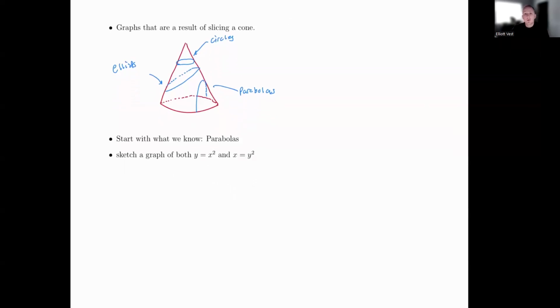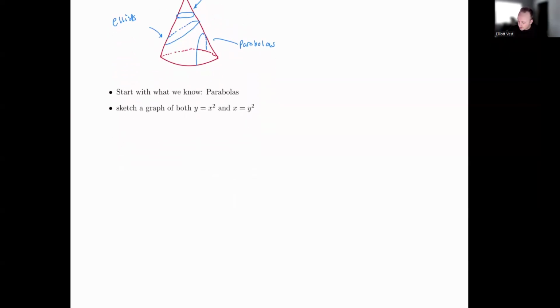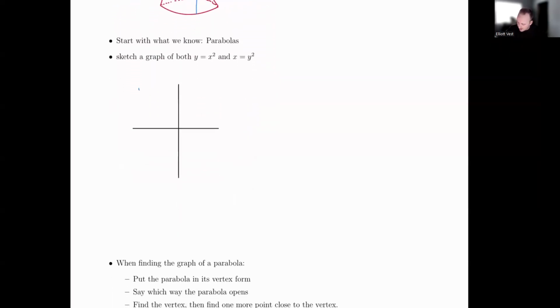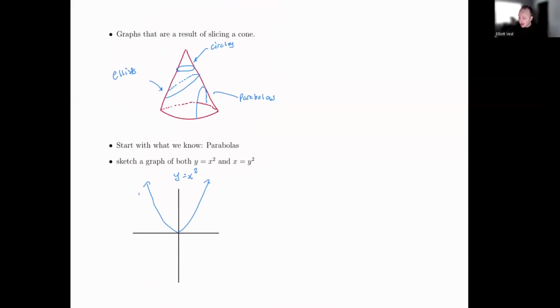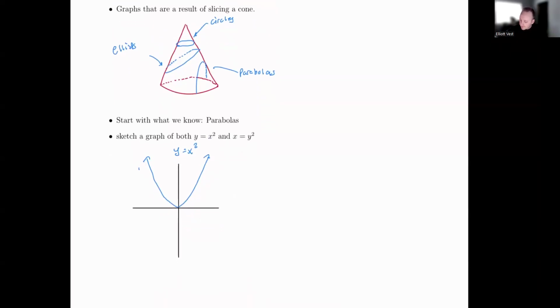So let's start with what we know. We've graphed parabolas in this class, right? We've sketched a graph of y equals x squared, right? Graph it just like so. Don't have to explain it that much because we talked about this a lot actually, but this is the graph y equals x squared. It's the parent graph. We talked about that before as well. And now we have a different form of graph.